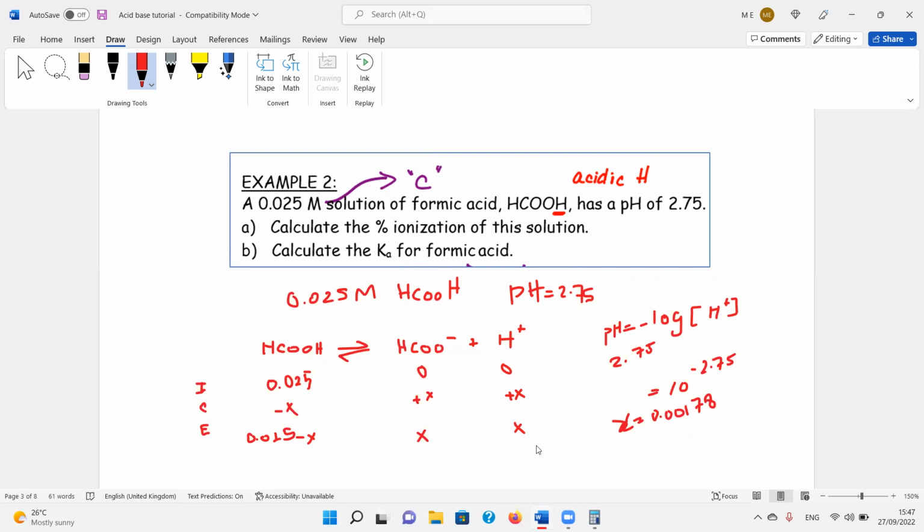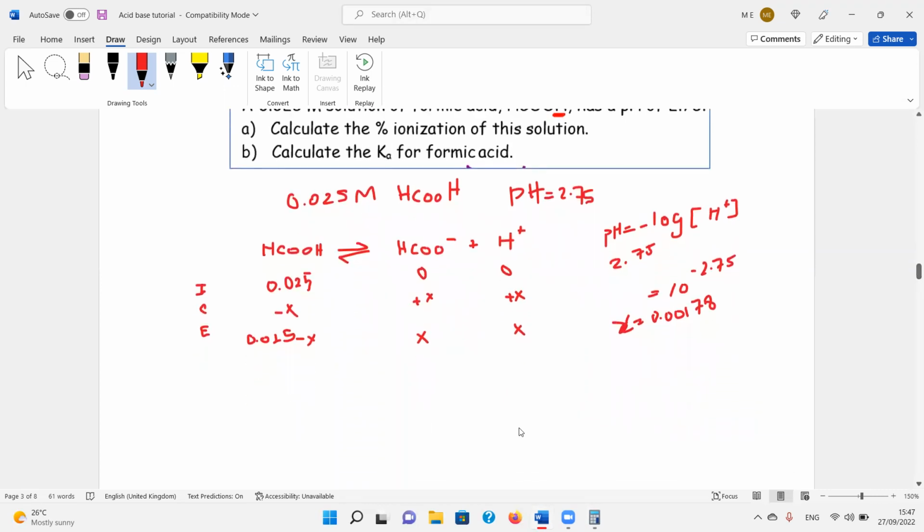Okay, now since we have X, we can apply it and find out the ionization and find out the Ka. To start with, let's find out the amount that has been decreased, since the amount that has been increased here is known to us. X, as we said, is this value. So we want to find out this amount minus X, that we will use in Ka. So that will be 0.025. Let's do it in here.